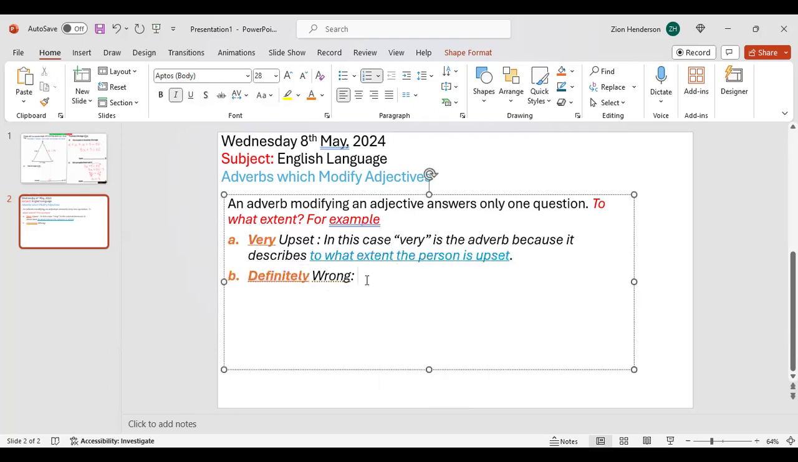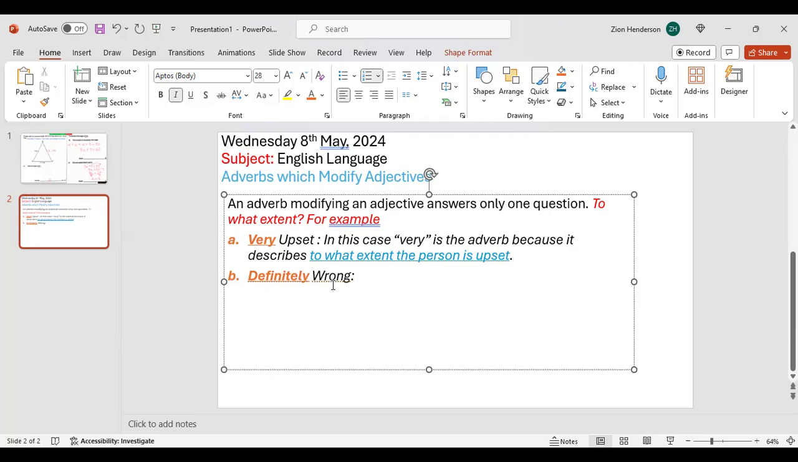Brianna, what is the adverb in this next one? Definitely wrong. What is the adverb? Definitely is the adverb. Okay. Now, why is definitely the adverb? Because it's telling you to what extent the person is wrong, right? So it is exaggerating the point: they're not just wrong, they're definitely wrong, right?